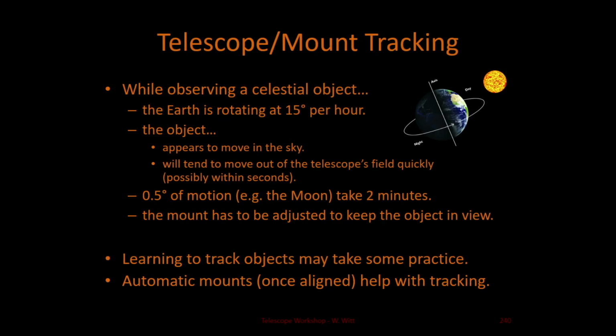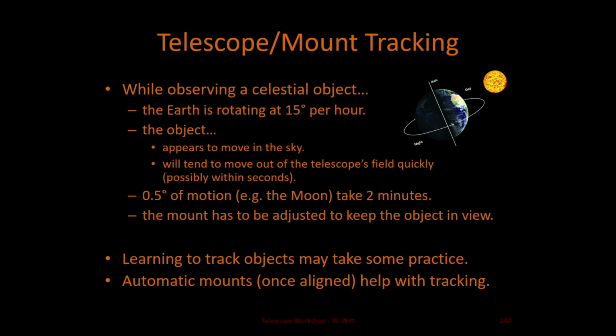So while we're observing a celestial object, right, the Earth is rotating all the time. It's really inconvenient, okay? Because things keep moving in the sky. If they would only hold still, it would be so much simpler. But yeah, the Earth is rotating at 15 degrees per hour. Okay, so that means objects appear to move in the sky, and they'll move out of the telescope's field quite quickly.